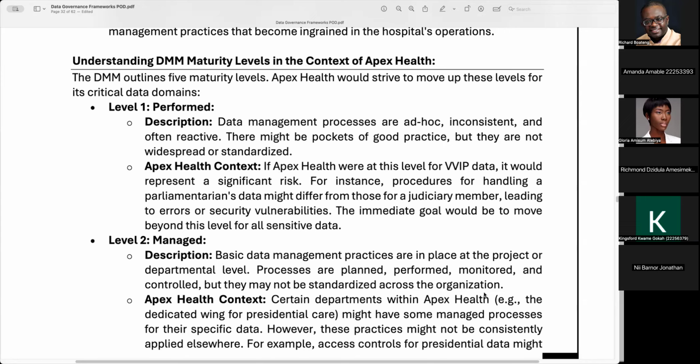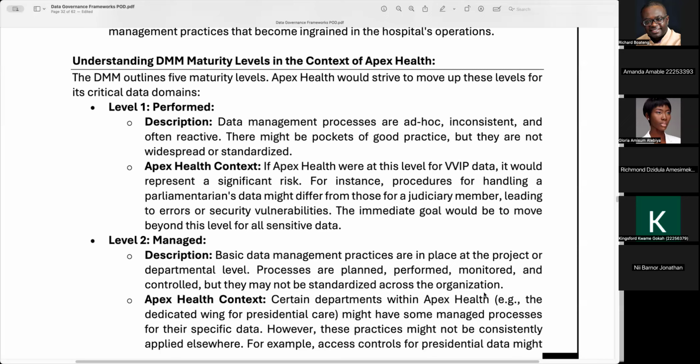Level 4, measured or quantitatively managed, involves using statistical techniques and detailed metrics to actively manage and control process performance, making outcomes more predictable. At this level, Apex Health would be systematically collecting and analyzing detailed metrics on things like VVIP data quality accuracy rates, the number and type of security incidents, access request processing times, and potentially using statistical process control or predictive analytics to manage data risks proactively.